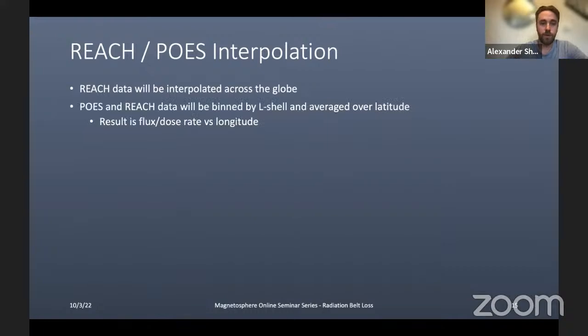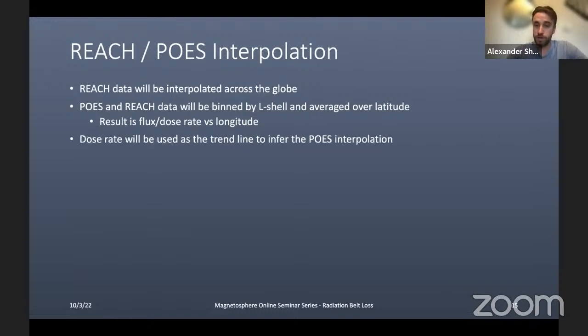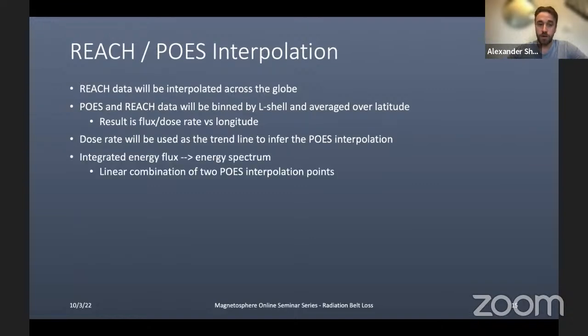After we do that, we will bin the POES and the REACH data by L shell and average over latitude. And the result should be 2 lines of flux and dose rate versus longitude. And we'll use the dose rate as the trend line to infer the POES interpolation. And then because that interpolation is done in integrated energy flux, we will go back to the energy spectrum by using a linear combination of the two POES interpolation points.